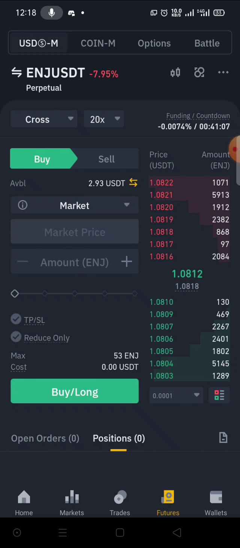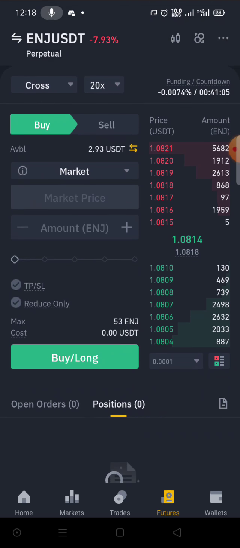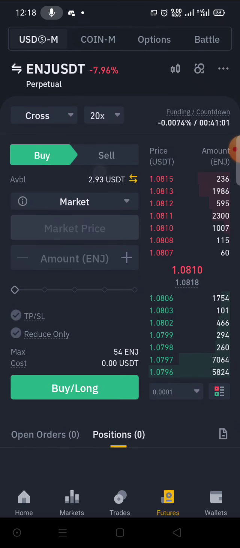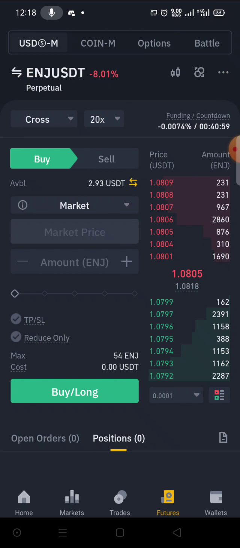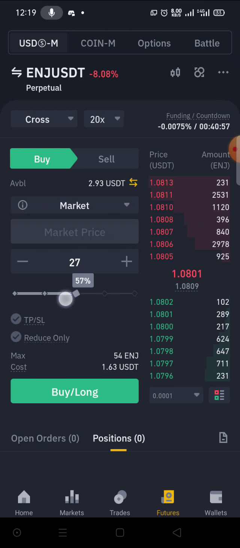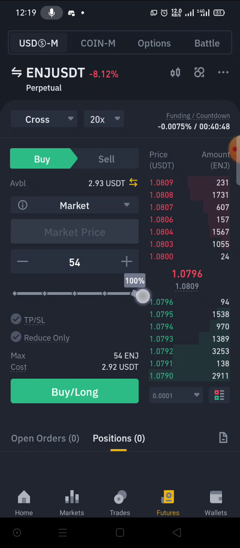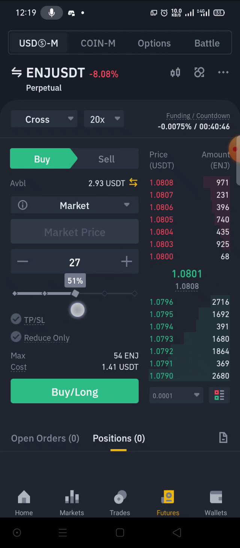I want to buy this coin, but watch, I'm on cross. I want you to understand what the cross actually means. I have $2.93 worth of USD. Now I will pick this button to navigate, so you can move this button to the beginning or to the ending. As you're moving this, you see some numbers changing here, right? That's the quantity of the coin you want to buy, the pieces of that coin.